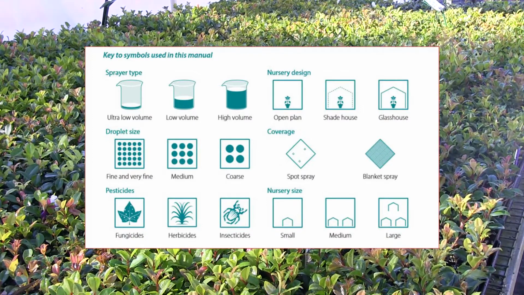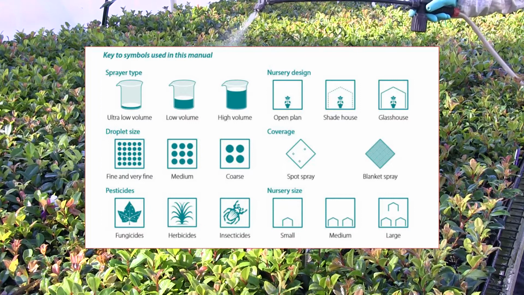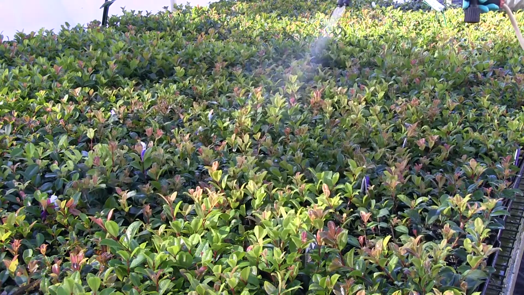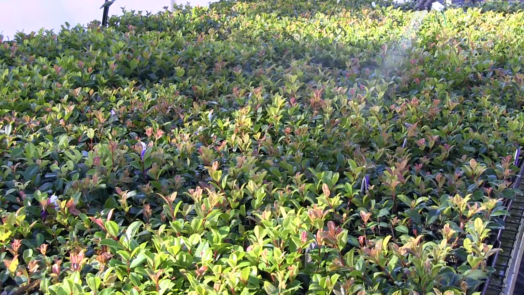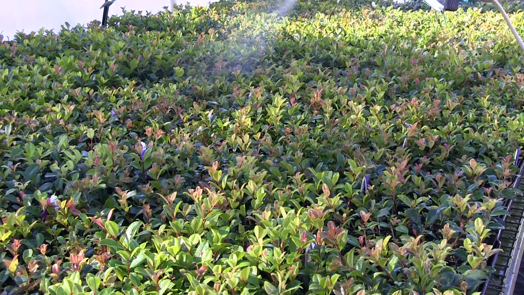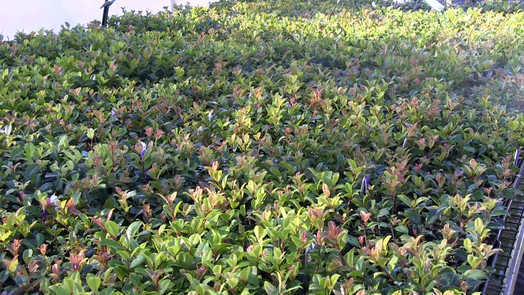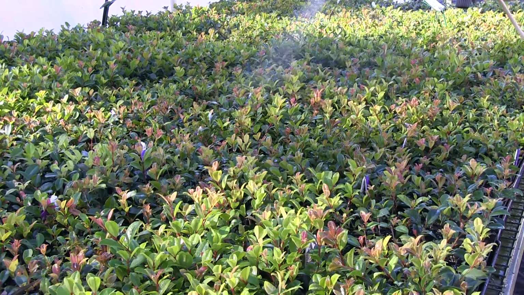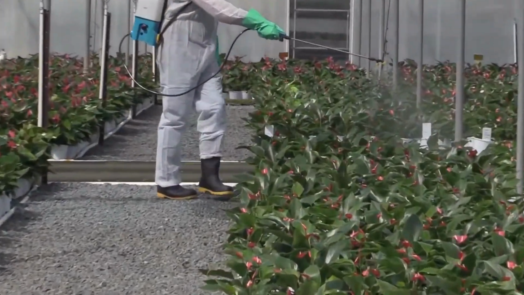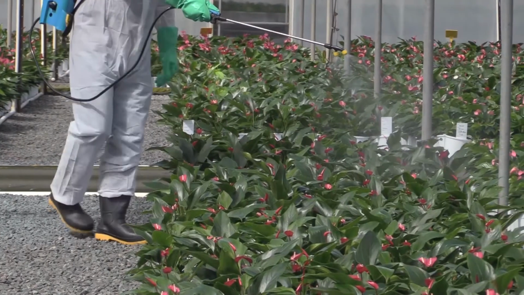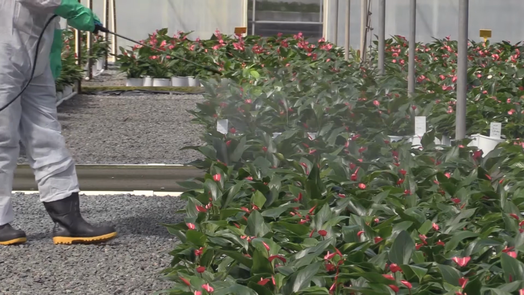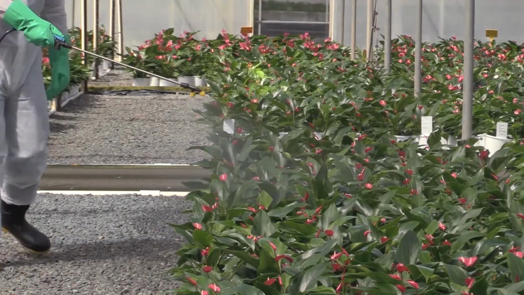This includes pesticide types, droplet size, nursery design, expected coverage and nursery size that may be suitable for each type of application equipment. For the successful application of an insecticide, it must be applied to the right place at the right time with minimal impact on people, beneficial organisms, property and the environment. There are several steps to a pesticide best management application program that must be considered. First, has the target been identified correctly?